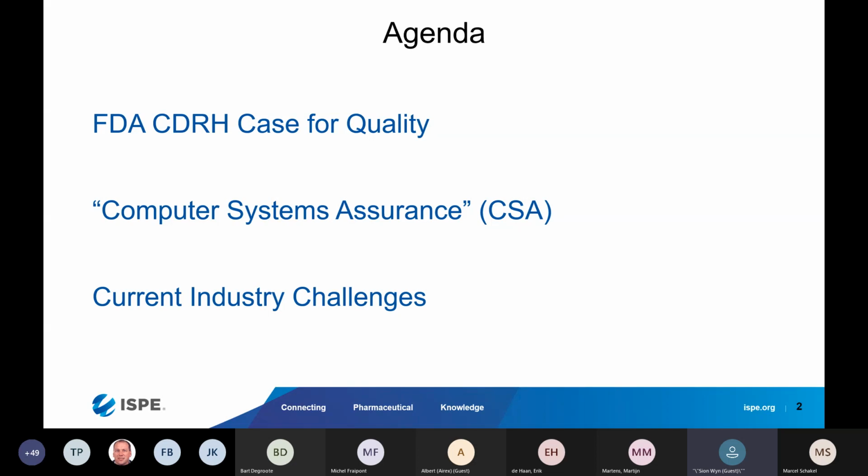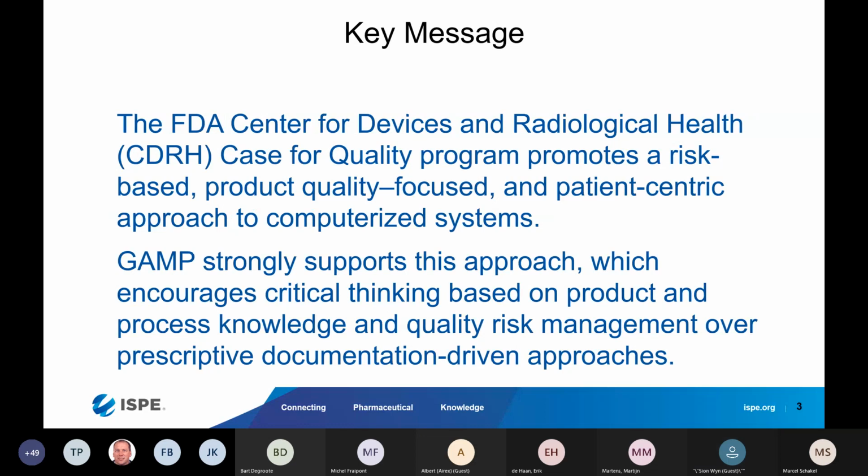The full title, as we'll hear, is Computer Software Assurance for Manufacturing Operations and Quality System Software. So the Case for Quality program, the wider initiative, is trying to adopt a risk-based, product quality focus and patient-centric approach overall, including taking such an approach to computerized systems.